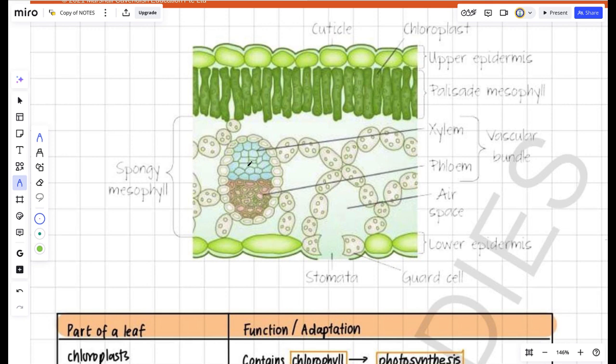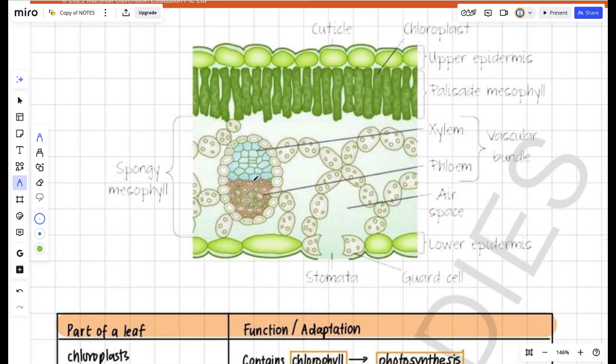The xylem transports water and mineral ions from the ground all the way to the leaf. While the phloem tube is used for transporting the manufactured glucose from the point of manufacture to the storage area or every other part of the plant. These two together are called the vascular bundle, or the vein in the plant.